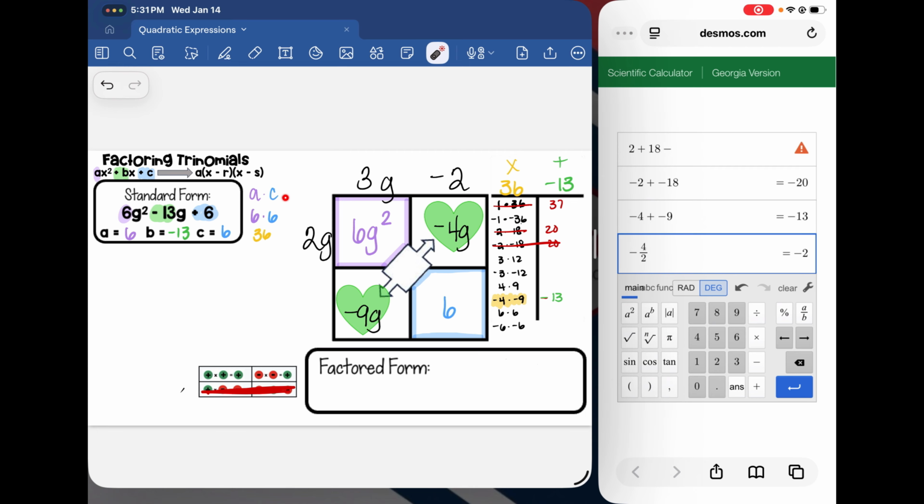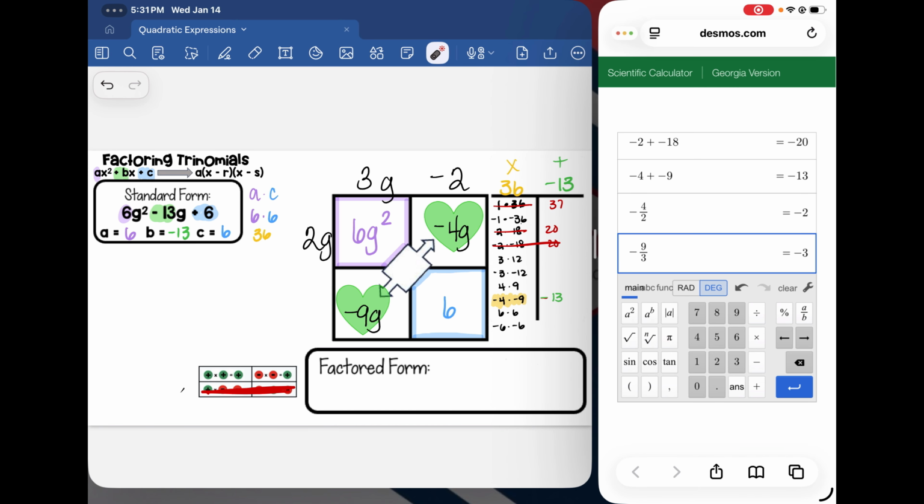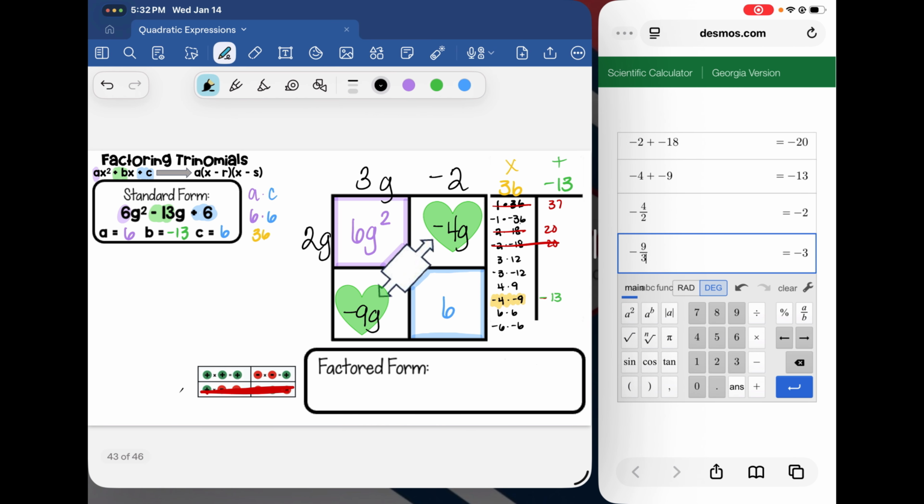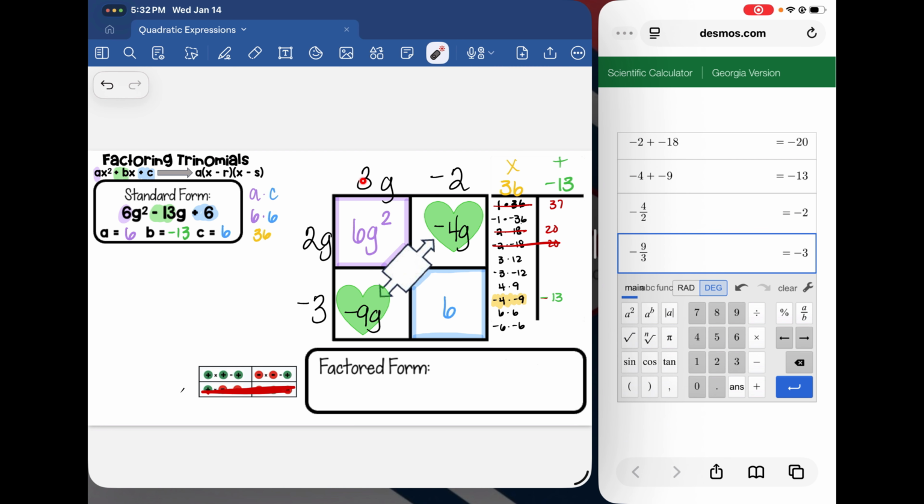What can I multiply 3 by to give me a negative 9? Negative 9 divided by 3 gives me a negative 3. So 3 times negative 3 is negative 9. Negative 3 times negative 2 is a positive 6. I have found my factors. One of my binomials going across the top would be 3G minus 2. And the other factor going down would be 2G minus 3.